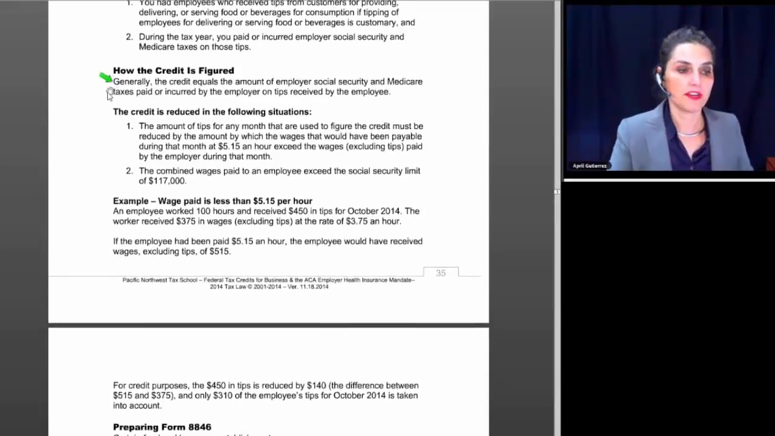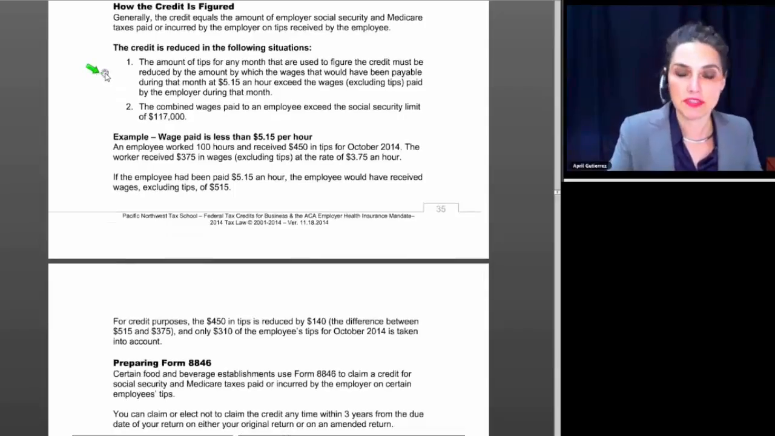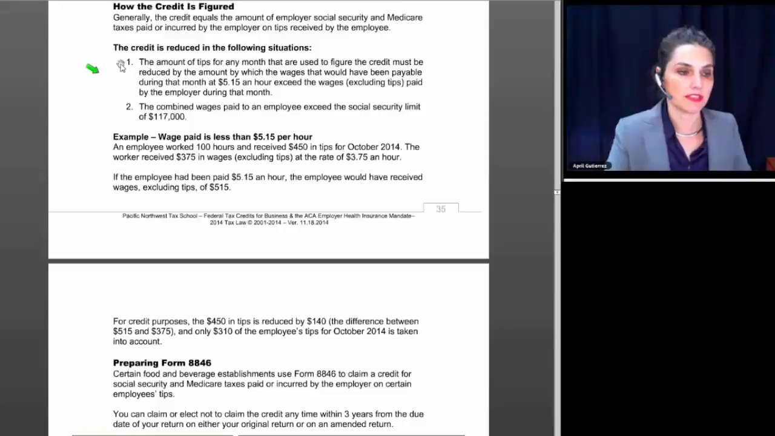So how is the credit figured? Well, generally the credit equals the amount of employer Social Security and Medicare taxes paid or incurred by the employer on tips that were received by the employee. The credit is reduced, however, in the following situations. The amount of tips for any month that is used to figure the credit must be reduced by the amount by which the wages that would have been payable during that month at $5.15 an hour exceed the wages, excluding tips, that were paid to the employee during that month. I'll show you how that rule works in just a second.